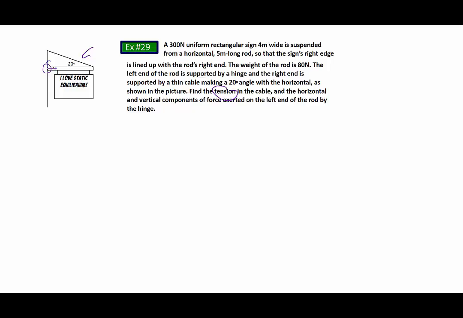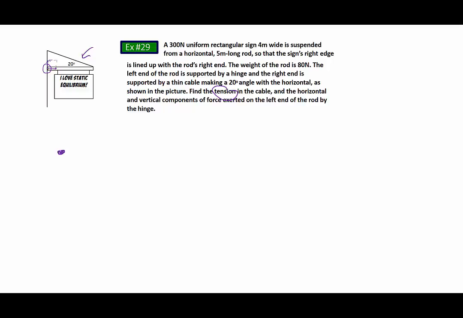So we're looking for the horizontal and vertical components, and then if we had to, we could take the result and find the actual force of the hinge if I wanted to. I'm also looking for the overall tension force in the rod. So I'm going to draw a little bit bigger picture of my sign here.